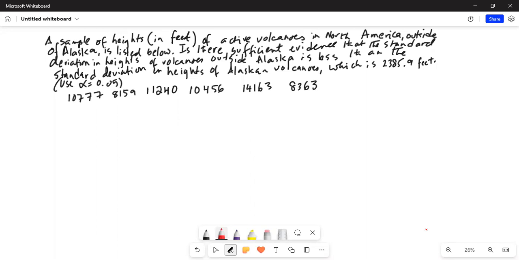A sample of heights in feet of active volcanoes in North America outside of Alaska is listed below. Is there sufficient evidence that the standard deviation in heights of volcanoes outside Alaska is less than the standard deviation in heights of Alaskan volcanoes, which is 2,385.9 feet? Use alpha level of significance of 0.05. Six heights of volcanoes outside of Alaska are given. So, solution.